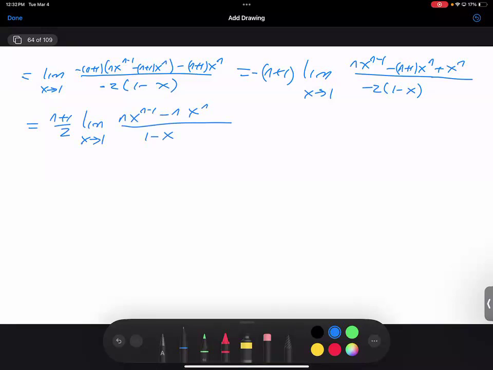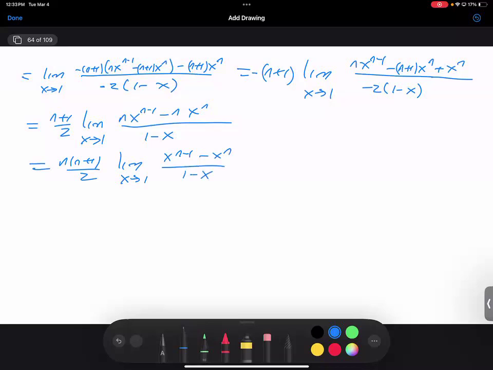I'm sorry? What cancels? Right, so we can pull out an n. We'll have n plus 1 over 2, the limit as x goes to 1 of x to the n minus 1 minus x to the n over 1 minus x.